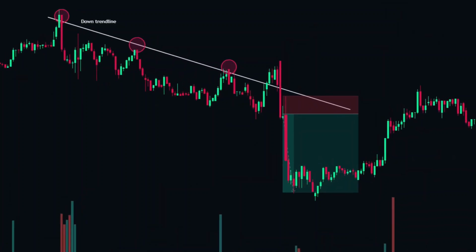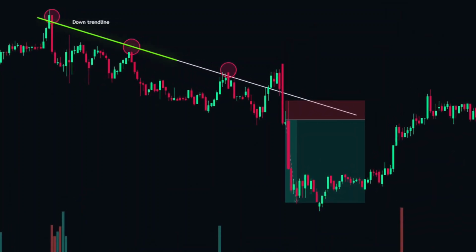Consider another example. A downtrend is underway here, so we'll draw a trend line connecting all the swing highs. The next time the price returns to this level and forms a strong candle, we can establish our position there, with our stop loss placed at the candle's high. I hope you've understood how to trade a continuous pattern.